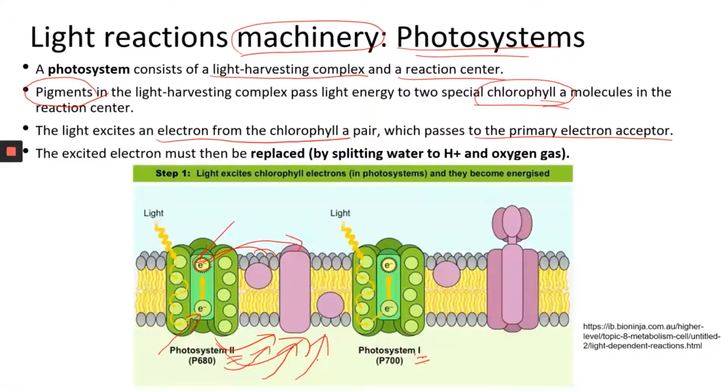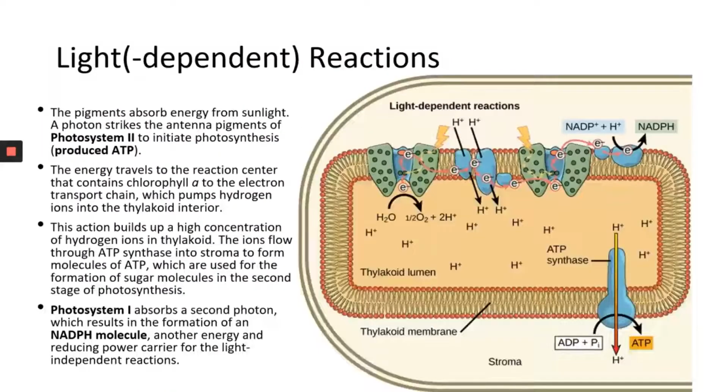So what we do is we're gonna split water into hydrogen and oxygen gas. And remember, in that process, oxygen is oxidized. That means oxygen loses electrons. So the electrons lost from oxygen will be coming here to replace the electrons that you lost from the excitation from sunlight. Okay. All right.